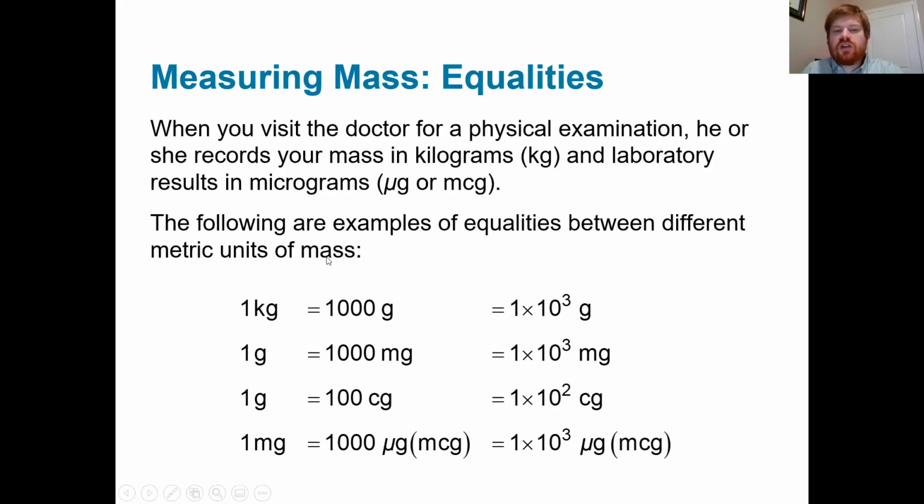Okay, so here's your different equalities that may come in handy. As we have 1 kilogram equals 1,000 grams, we know that. We know that 1 gram is 1,000 milligrams, right? Because 1 milligram is 1/1000th of a gram. 1 gram is also 100 centigrams. And then 1 milligram is actually 1,000 micrograms. Remember, 1 microgram is 1/1,000,000th of a gram. 1 milligram is 1/1000th. So the relationship there is just times 1,000.